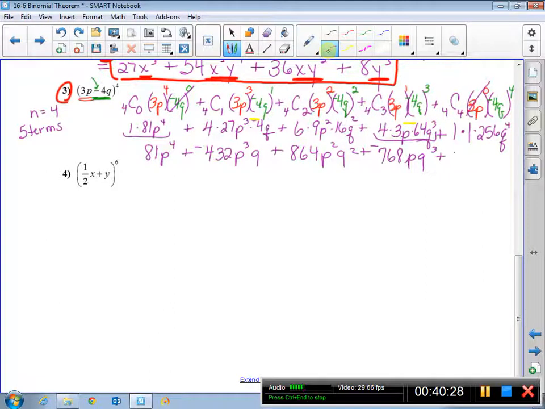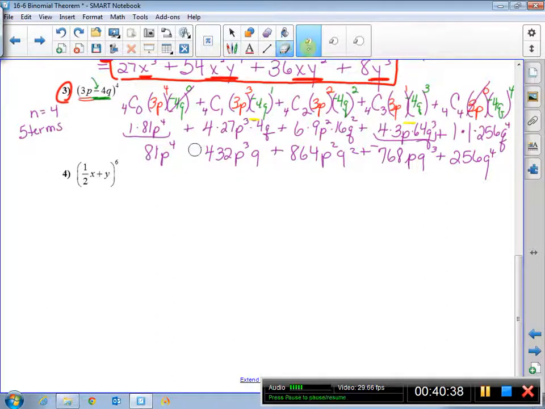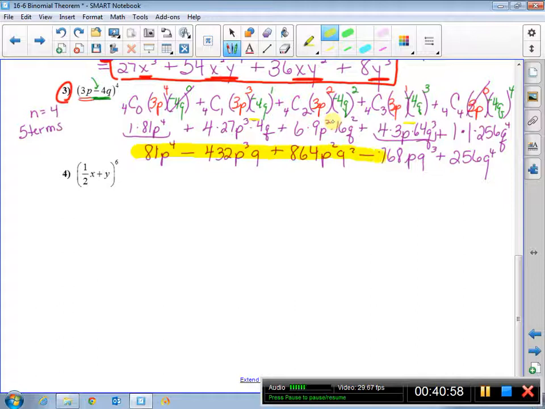And last but not least, 256 q to the 4th. So this one ends up with, now I'm going to erase those, adding the opposites and just put in subtraction. Every other term turned out to be negative. If you think about it, this first one's positive. 81p to the 4th minus 432p cubed q plus 864p squared q squared minus 768pq cubed plus 256q to the 4th. All right, woo! See you tomorrow.